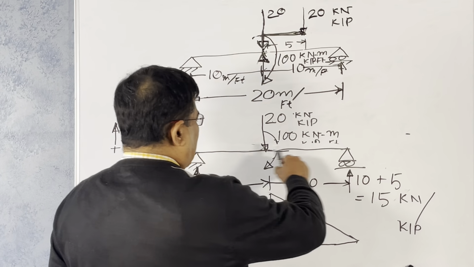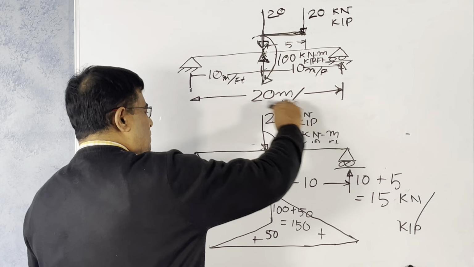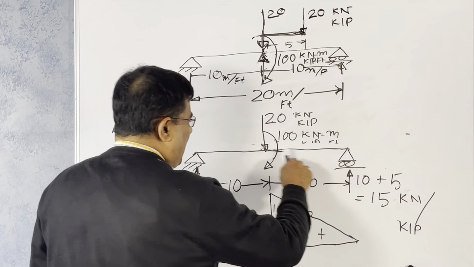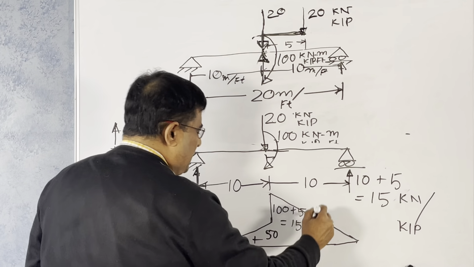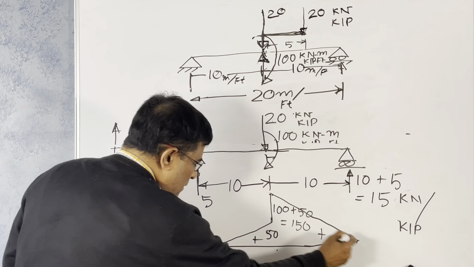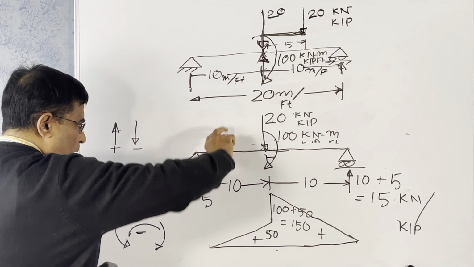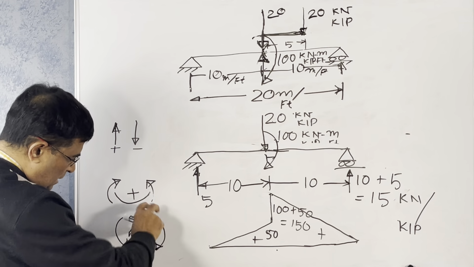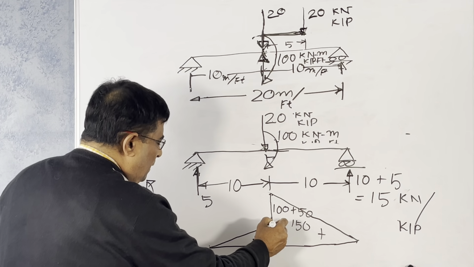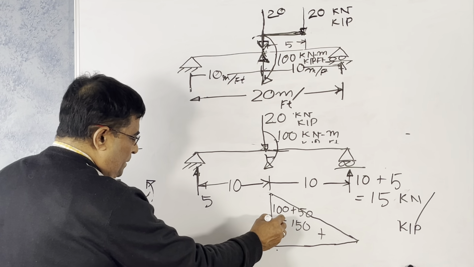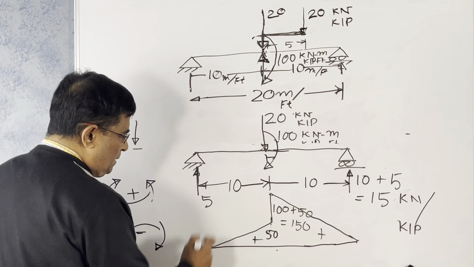Let us take from right to left. This is also hogging. It's positive. So 15 times 10, from here to here the distance is 10. 15 times 10 is 150. Then the 100 is causing a moment like this, a negative moment, hogging, coming down 100. Then the rest is 50, the balance, 50.